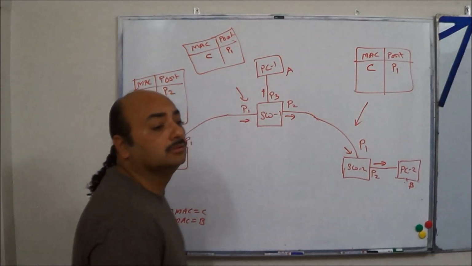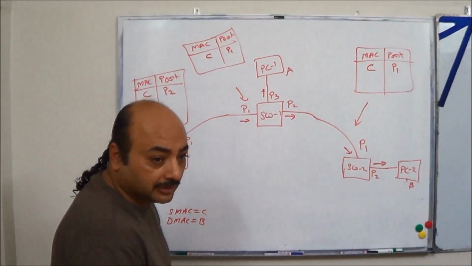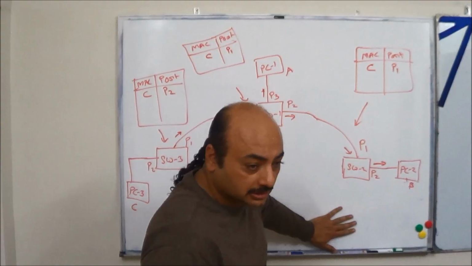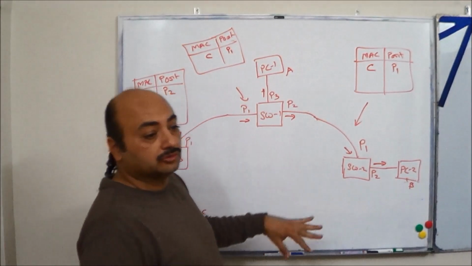PC2 will receive it. And what will happen? It will check the destination MAC of the frame, which is B, and compare it with itself. It matches, it retains it, accepts it. Very good. We all know this thing.